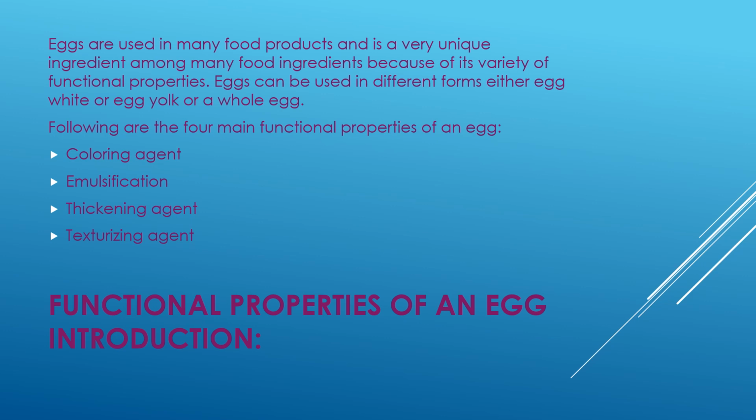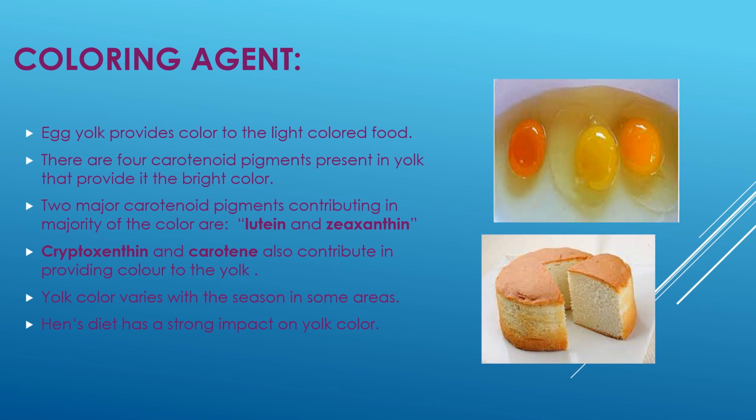Not at home, but on a commercial basis, the egg is playing a very great role in the following ways: as a coloring agent, as an emulsifying agent, as a thickening agent, and as a texturizing agent. Egg yolk is commonly used to provide color in food. Usually, it is used in light colored foods.